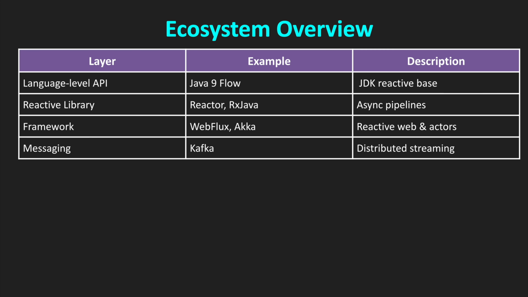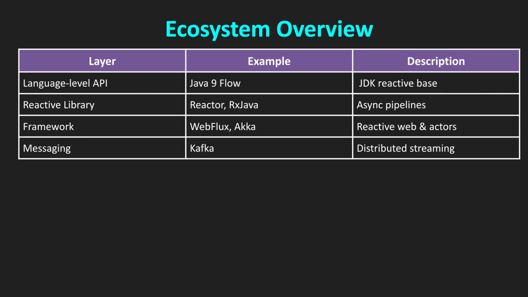Now that we have seen all the options, let's take one more view of the ecosystem of reactive programming in Java. For the language-level API, we are using Java 9 Flow. It's part of the JDK. For the reactive libraries, we have Reactor and RxJava. We have RxJava 1, and RxJava 2, which was introduced by Netflix. It's for async pipelines, and Spring WebFlux is based on Reactor.